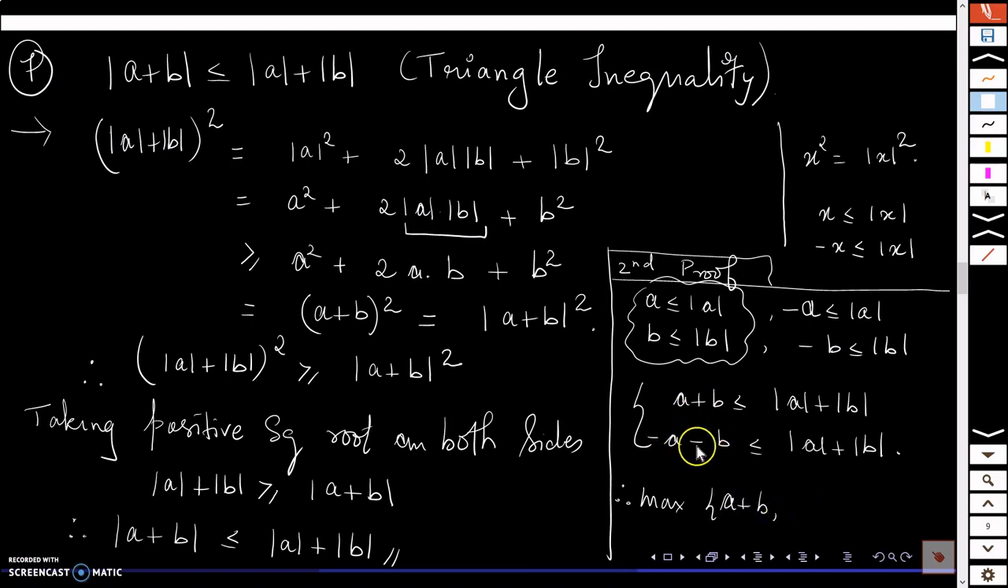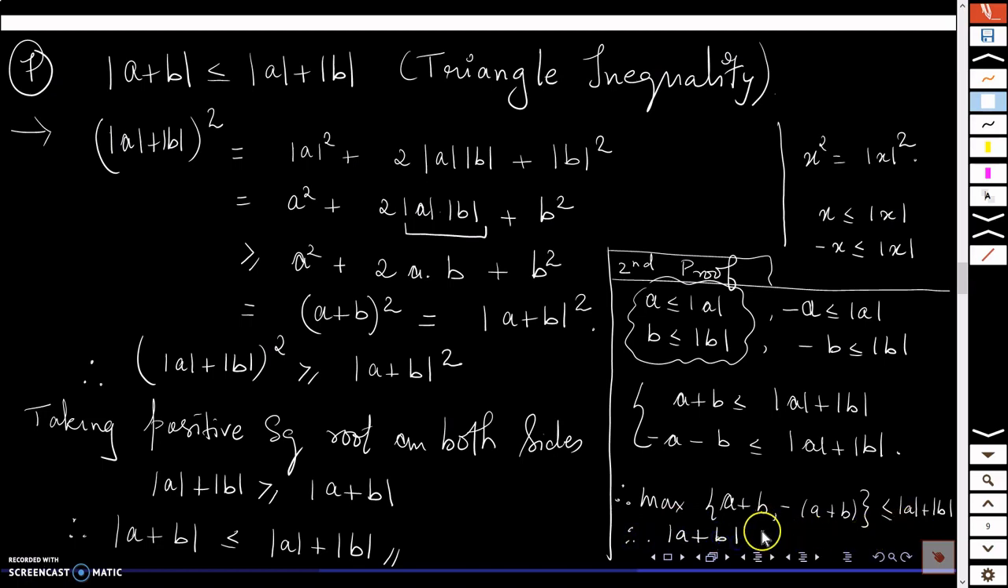So the maximum of these two numbers, a plus b and its negative, I can write this by taking the negative common and putting it this way. So this will be less than or equal to mod a plus mod b. But what is the maximum of x and minus x? That's mod x. And now I have the maximum of a plus b and minus of (a plus b). So this is mod of a plus b.